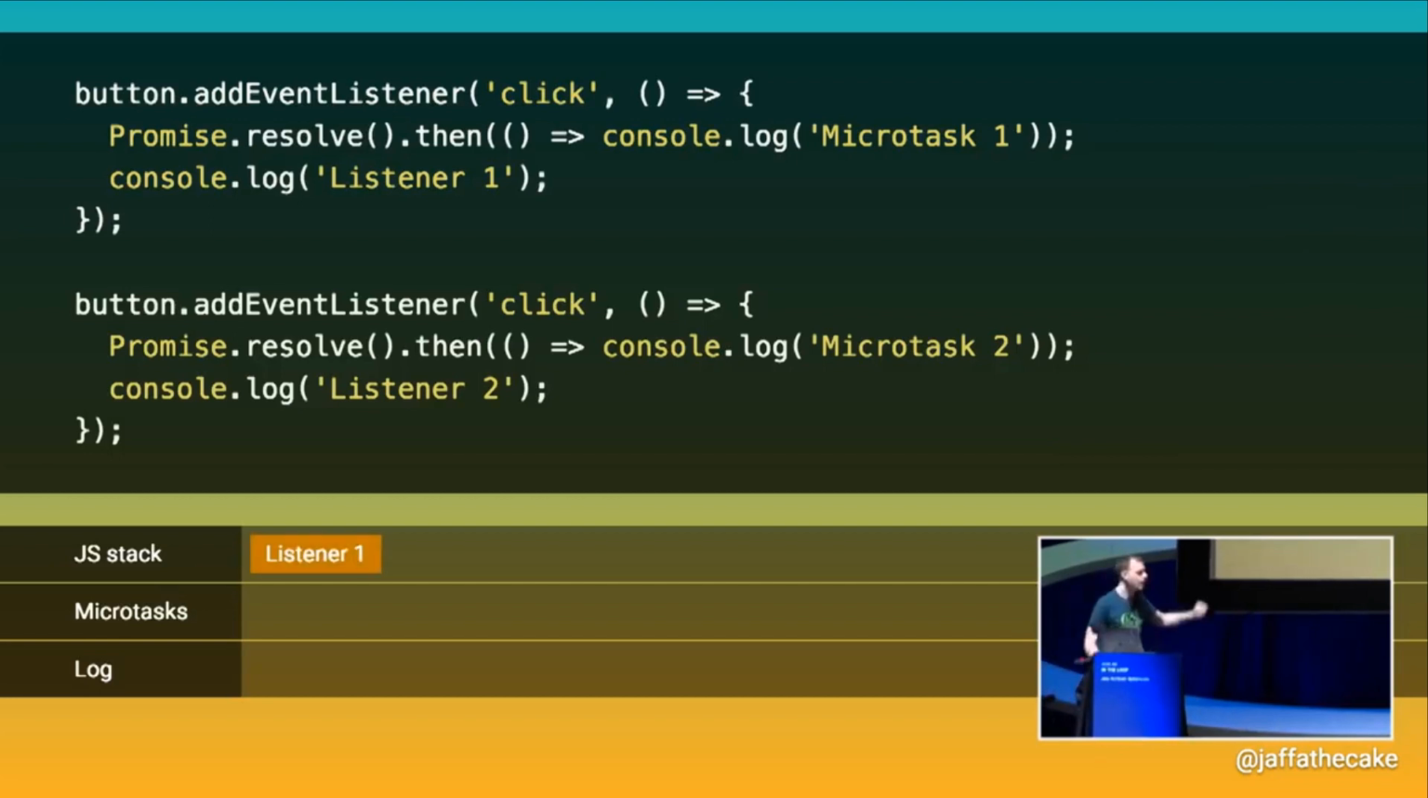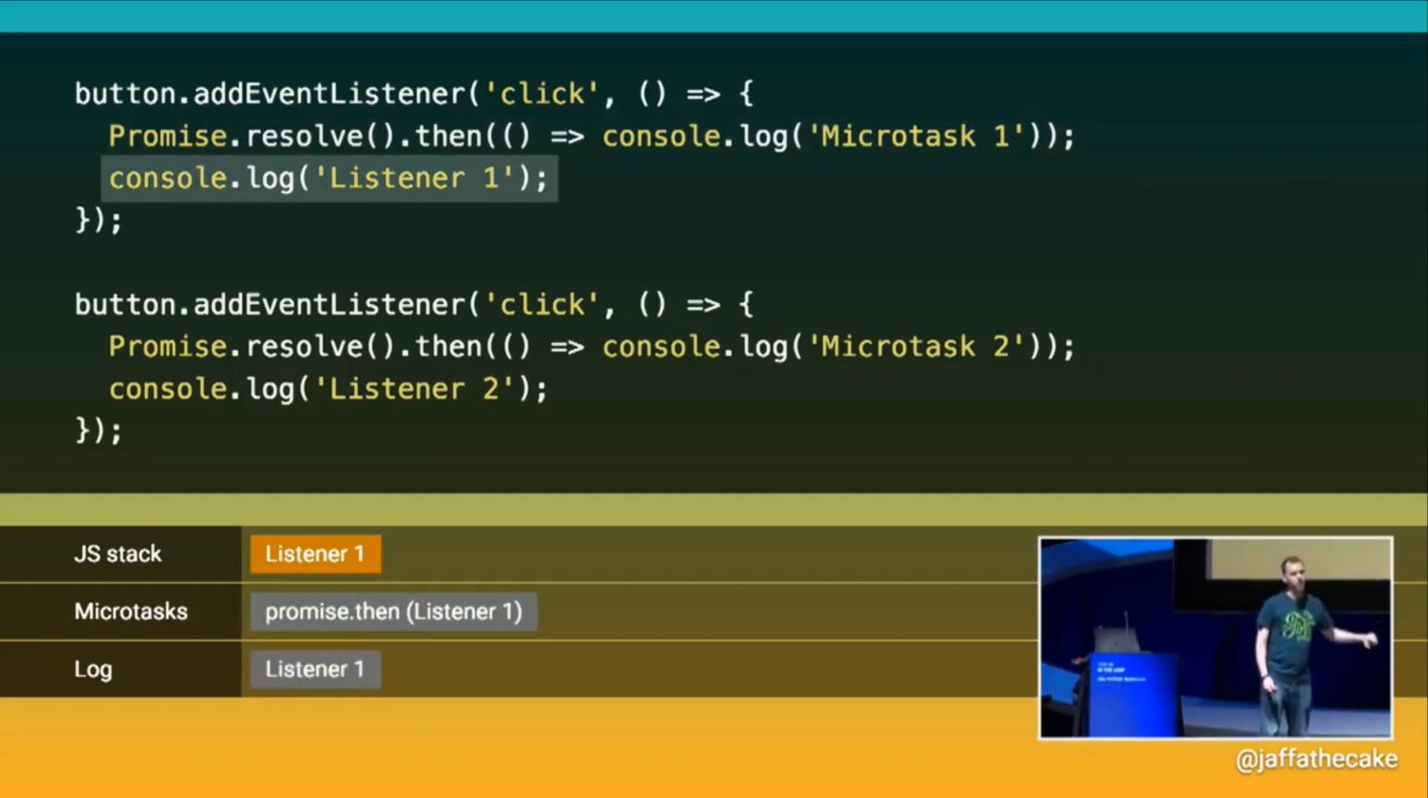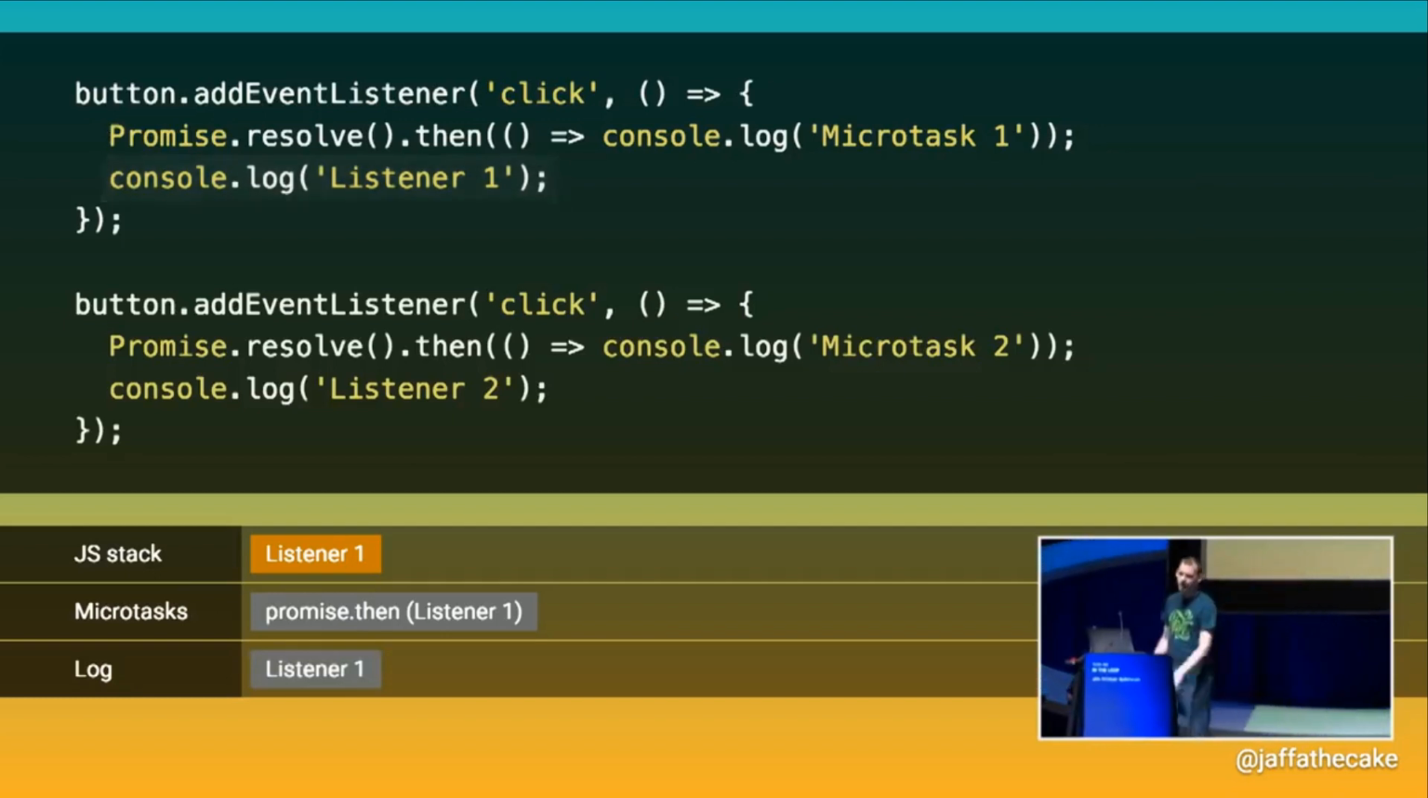Well, our first listener executes. Great, so that's on the JavaScript stack. Queues a microtask, and then we get to the next line where we log listener 1, and that is the first answer. Most folks agree on that bit, but what next?